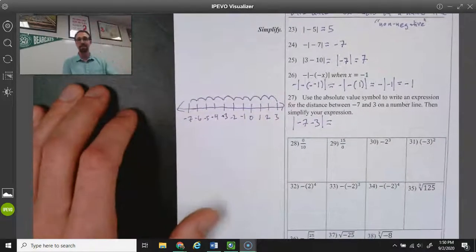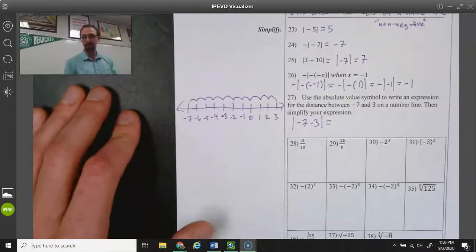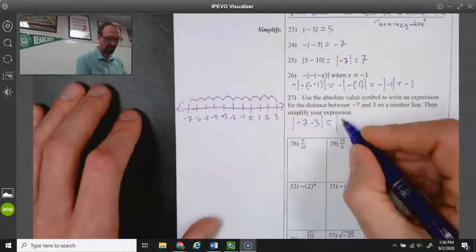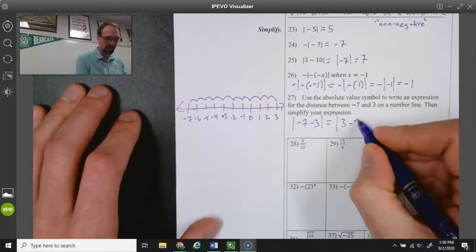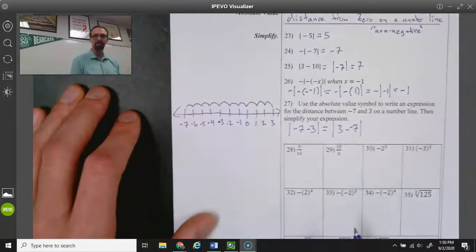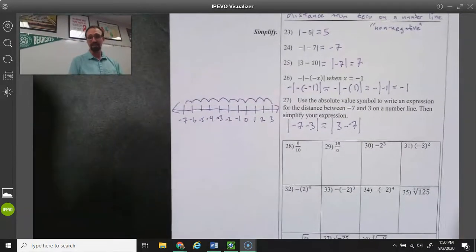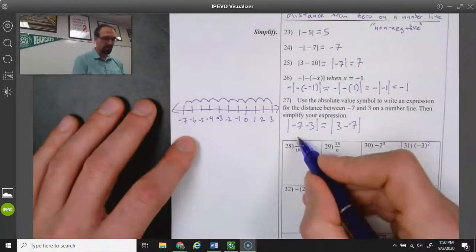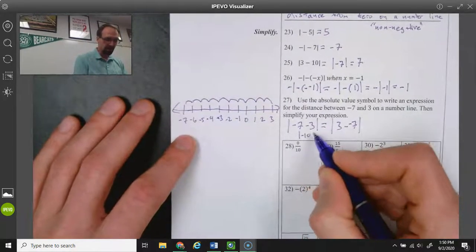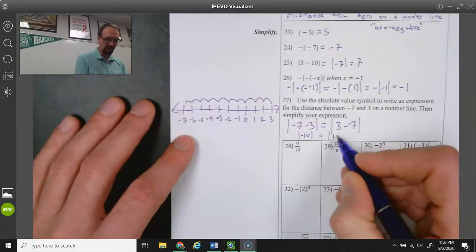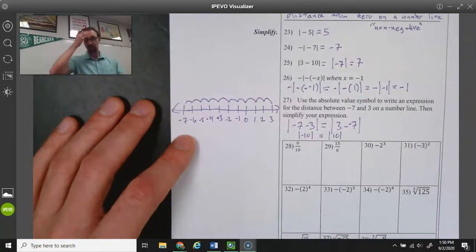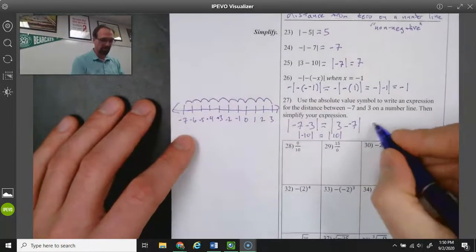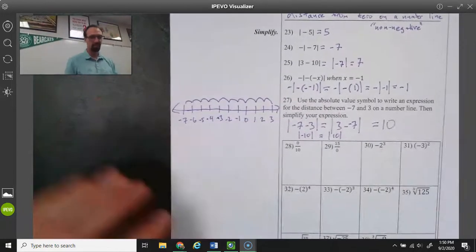Now, distance doesn't matter if you go from left to right or right to left. So if I did this the same way, I could do the absolute value of 3 minus negative 7. You notice that these two values are exactly the same when they're simplified completely, because what you have is the absolute value of negative 10 here, and I'm proposing that is equal to the absolute value of 10 as well. Both of those are 10, because both of those are 10 units away.